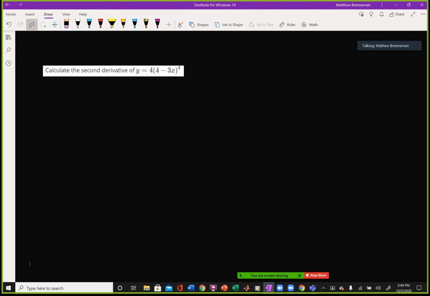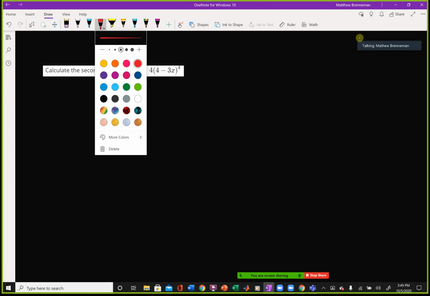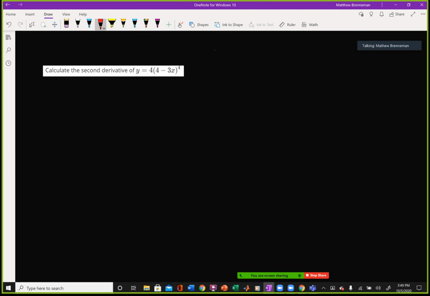Okay, so here they want us to calculate the second derivative of this function. And so, again, you want to look at the form, right? So what is the form here going to be? If I look at the last thing I'm going to do, do I have a sum, a difference, a product? What do I have here going on? Do I have a function of a function?